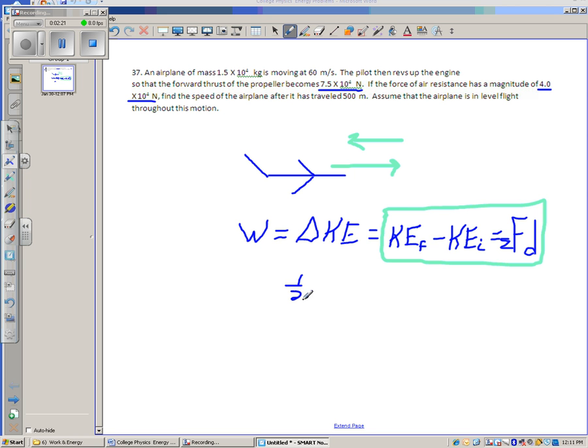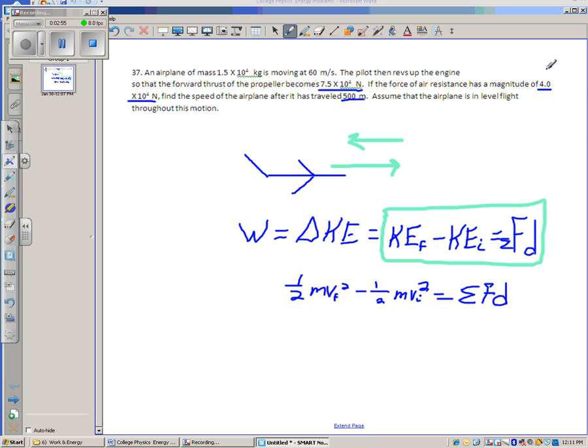1/2 m v final squared minus 1/2 m v initial squared, and that is again equal to net force times D. Now, do we have displacement? Displacement, that's here. All this is happening while we travel 500 meters.